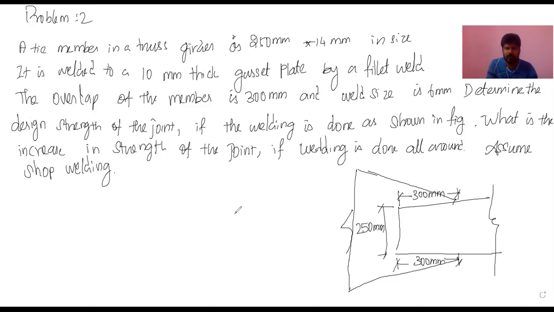Okay, so this one they have given. Assume the thickness given. So thickness of the plate is 10 mm, and the size of weld, SW, is equal to 6 mm. Determine the design strength of the joint.